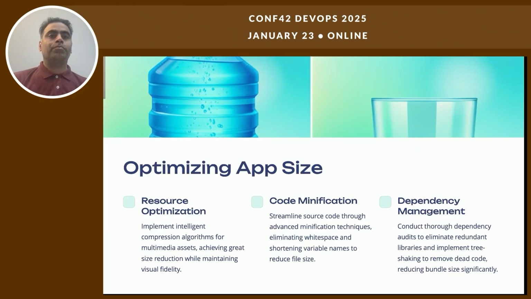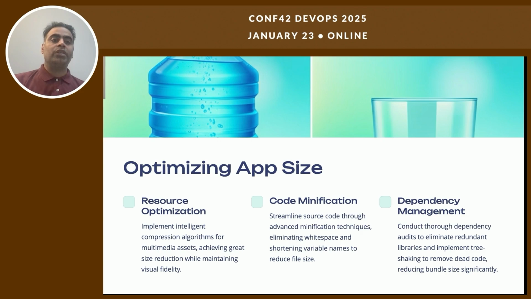Optimizing app size. Optimizing app size plays a crucial role in improving performance and user experience. One of the easiest wins in performance optimization is reducing app size. Large apps not only discourage downloads but also consume more device storage, and that can lead to potential uninstalls from the users. Resource optimization. By applying advanced compression algorithms to images, videos, and other assets, we can reduce their size to a great extent while maintaining the quality.